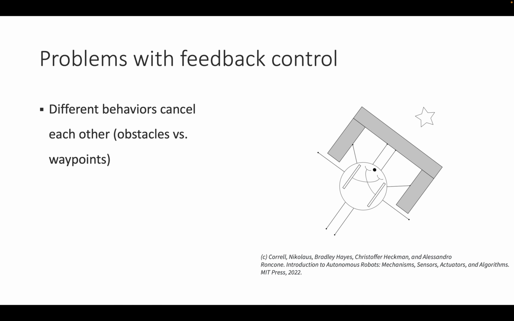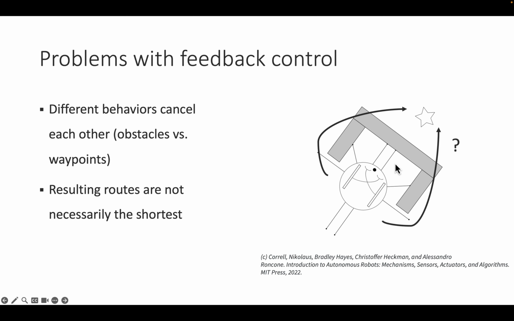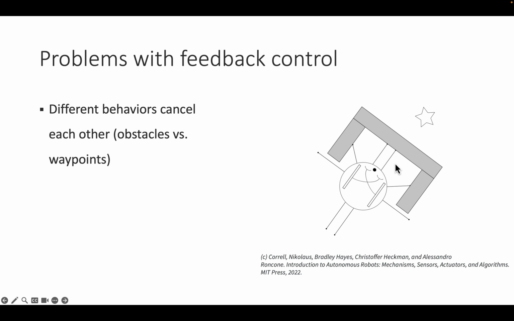Now, why is this all interesting? Well, we have a problem with feedback control. And the first problem is, and we've seen this very early on in this specialization, different behaviors cancel each other out. And so in the beginning, we showed you, or you actually played with this yourself, when you have a light following behavior like shown here and an obstacle avoidance behavior like shown here, you will end up with scenarios where both wheel speeds cancel each other and the robot simply stops.